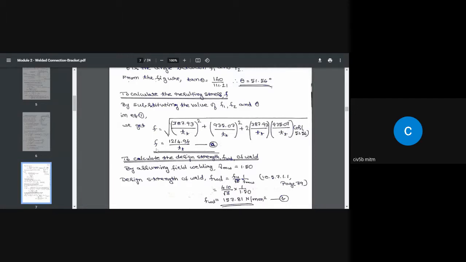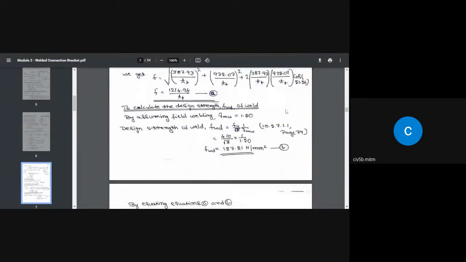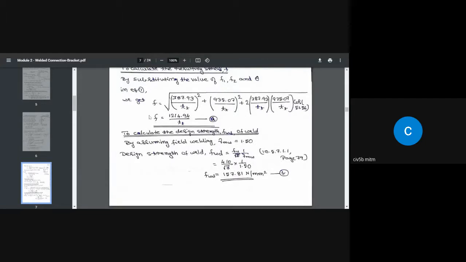This is the maximum shear stress to which the weld is subjected. That is, F acts here like this. That is always per unit area. So whatever value we got is in terms of Tt, which is unknown, and we need to find it out.